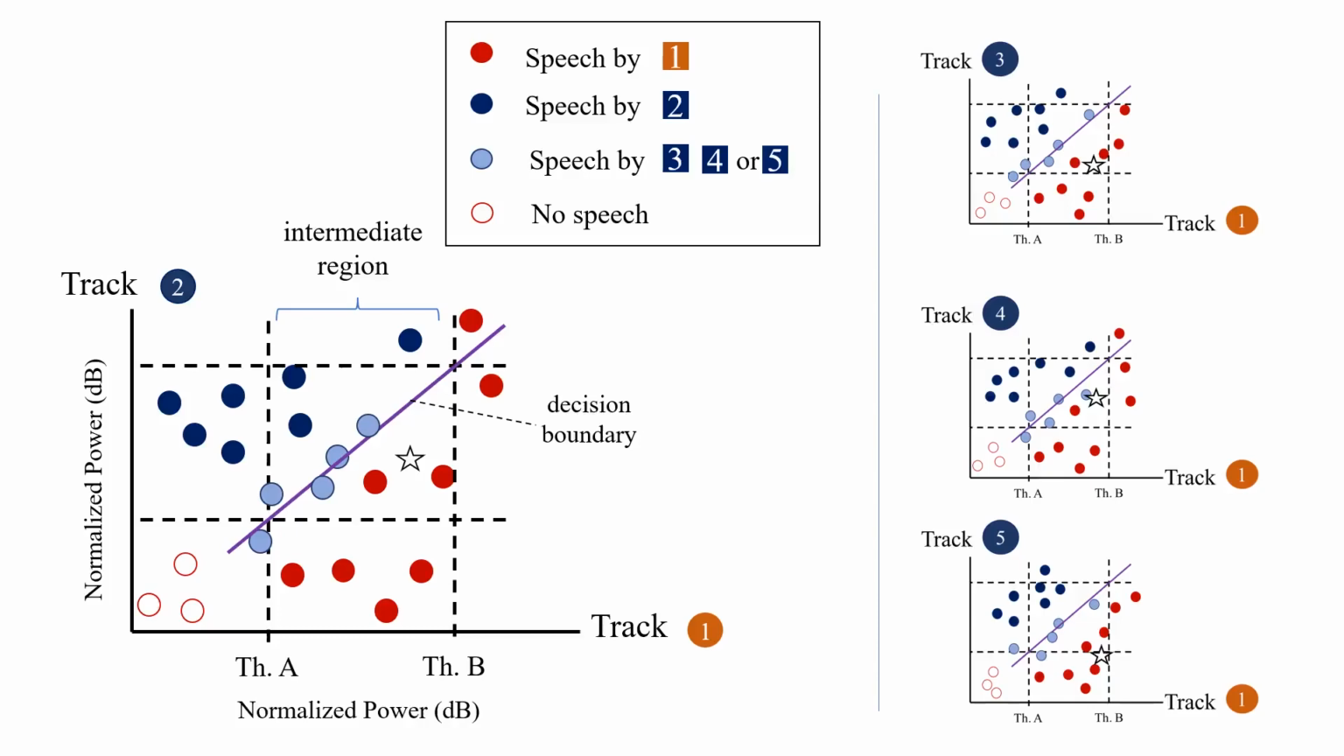If the observation of track 1 is larger than threshold B, we can unconditionally determine speaker 1 is active. Also, if the observation of track 1 is smaller than threshold A, it should be determined as inactive.